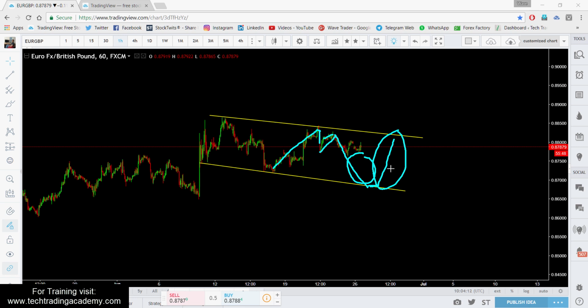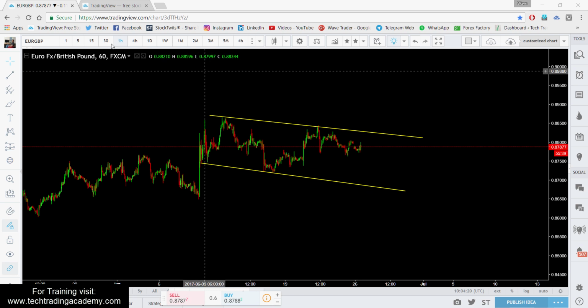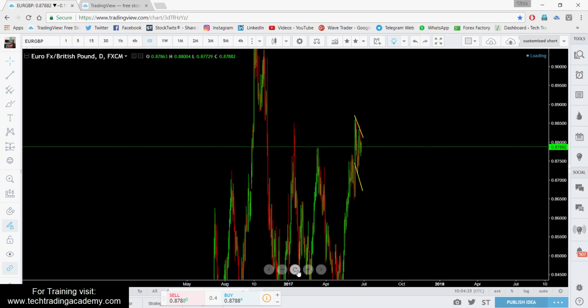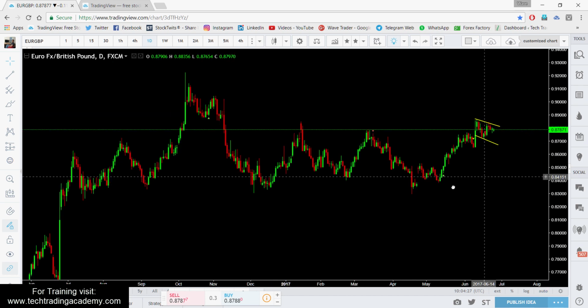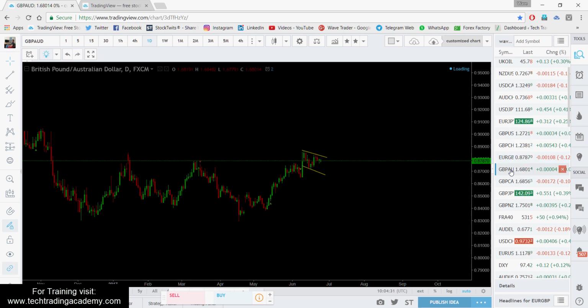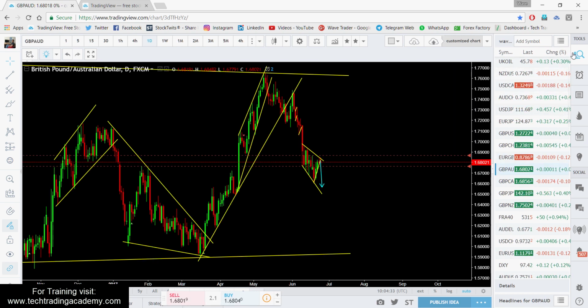If we see an impulse from this area, somewhere here, then we're going to look for continuation to the downside, for a bigger trade to the downside. But it is in a bigger correction at this top, so it will take some more time. Pound Aussie dollar, nothing has changed over there.